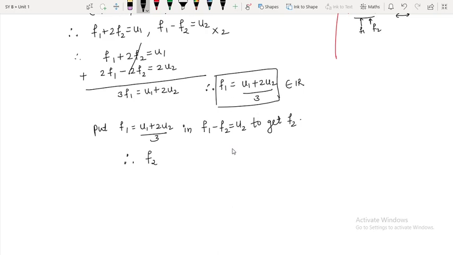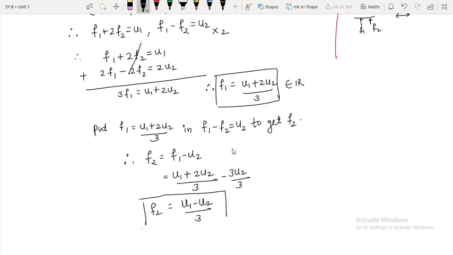f2 will be f1 minus u2, which is equal to, our f1 is u1 plus 2u2 upon 3, by taking LCM, minus 3u2 upon 3, and which is further equal to u1, and what is 2u2 minus 3u2? It will be minus u2 upon 3, and that is your f2. And note, this is also a real number.